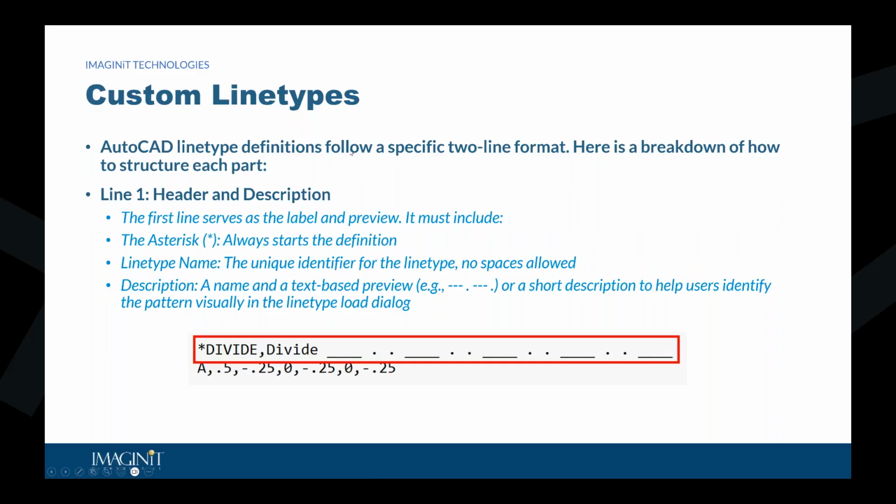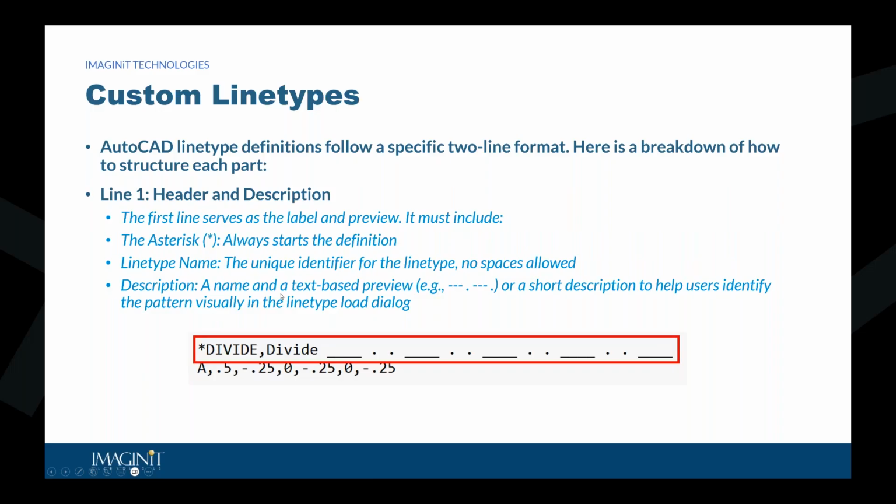So an AutoCAD line type definition follows a specific 2-line format. There are 2 lines that make it. Here's a breakdown of how to structure each part. The first line right here is the header and description. The first line serves as the label and the preview. It must include, as a minimum, the asterisk, which tells AutoCAD to start the definition, and then the line type name, which is a unique identifier for the line type, no spaces allowed. This one is just star divide, and then a comma, and following the comma is a description.